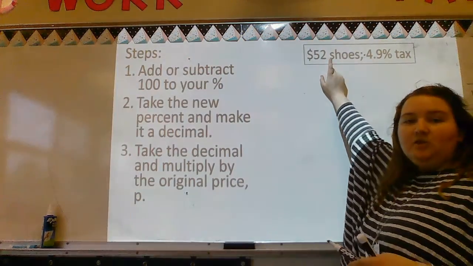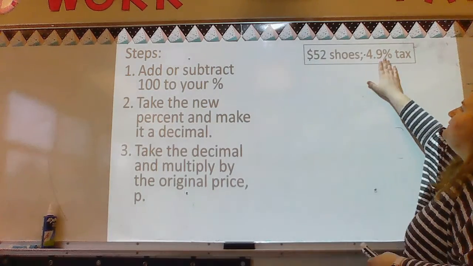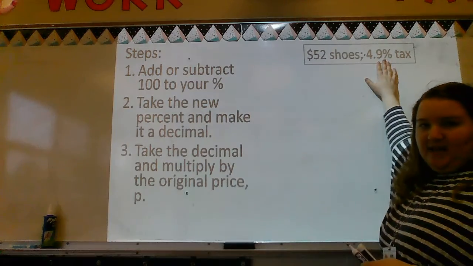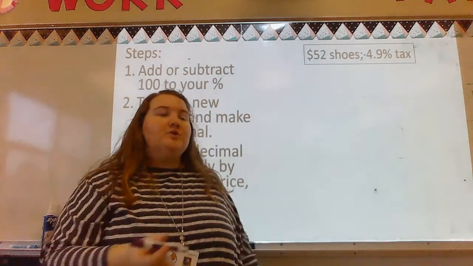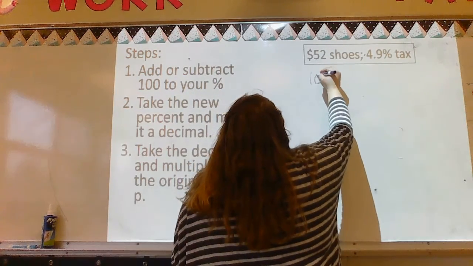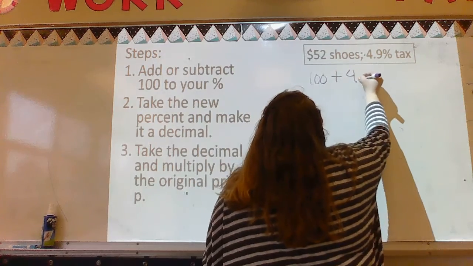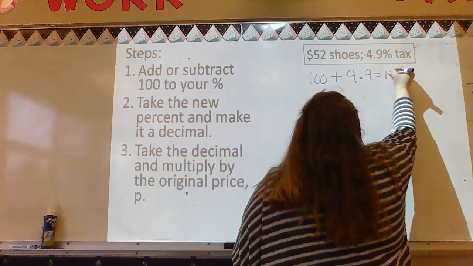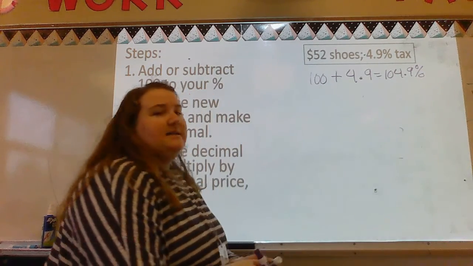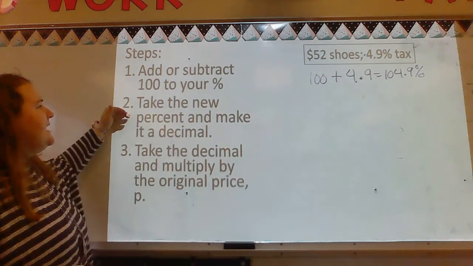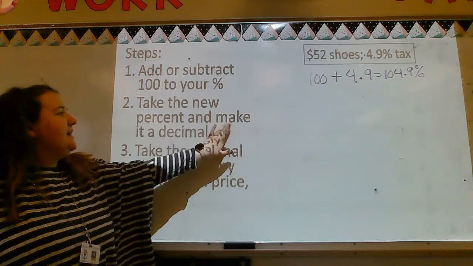We're looking at a $52 pair of shoes with a 4.9% sales tax. So what I'm going to do, step 1, is add 100 to my percent. 100 plus 4.9 is 104.9%. Okay? Step 1.